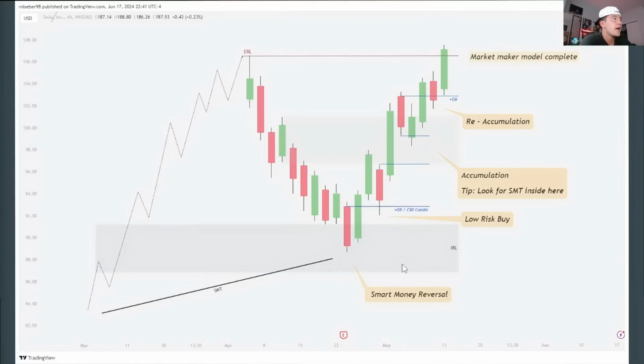So we already had our smart money reversal, price tagging that internal range liquidity, and we had our low risk buy. Now what we're looking for further on into the model, we're looking for reaccumulation and accumulation stages of the market maker buy model for NASDAQ to take out the external range high. So this is what we're going to look for price to capitalize on an entry point.